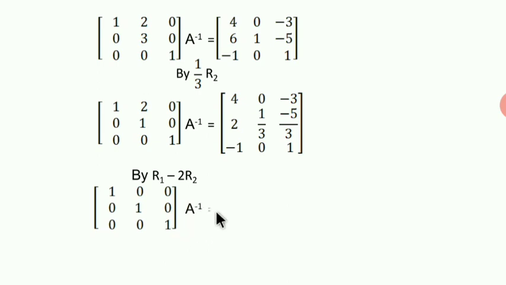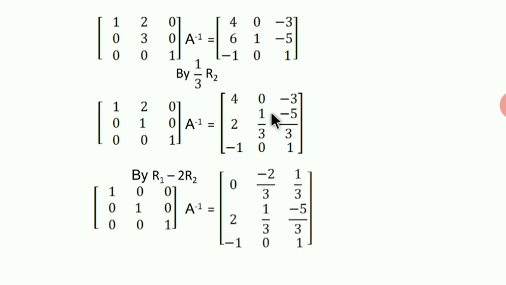A inverse is equal to, apply the same transformation in the RHS. In R1 there is a change. So 4 minus 4 is 0. 0 minus 2 into 1 by 3 means minus 2 by 3. Minus 3 minus minus becomes 10 by 3, no, it is 1 by 3. Second row and third row as they are.